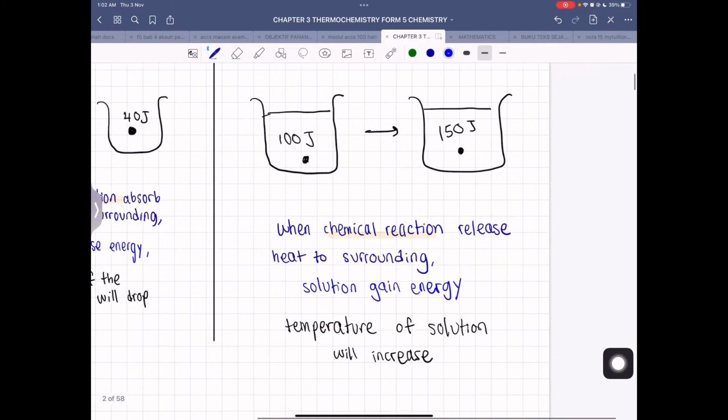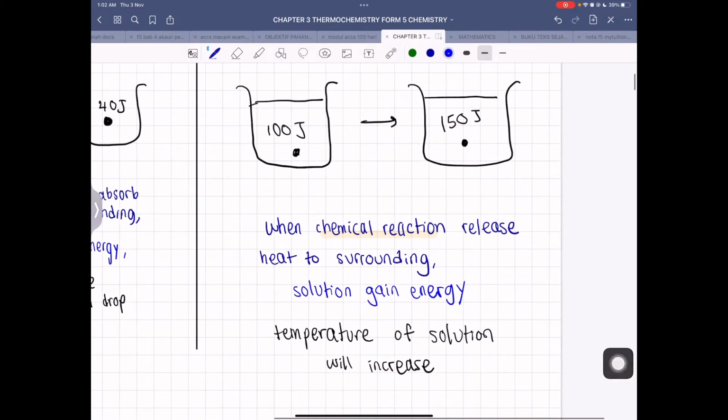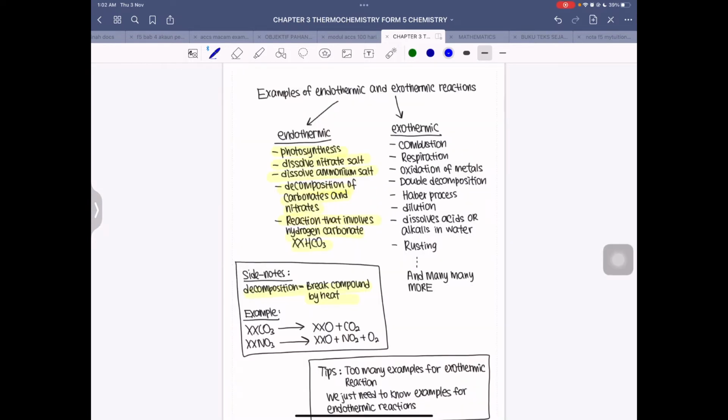So same thing here. When a chemical reaction releases heat to the surroundings, the solution itself will gain energy, and the temperature of the solution will eventually increase. So from 100 joules to 150 joules. So let's take a look at examples of endothermic and exothermic reactions.